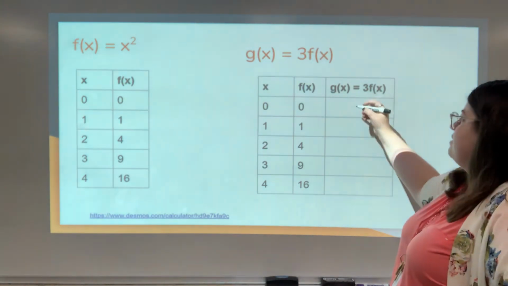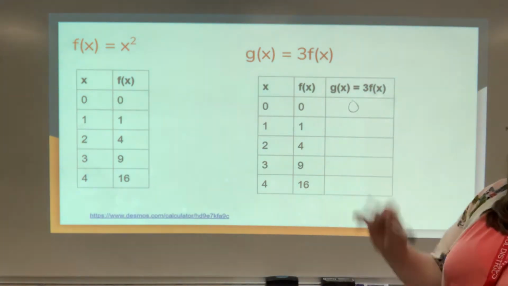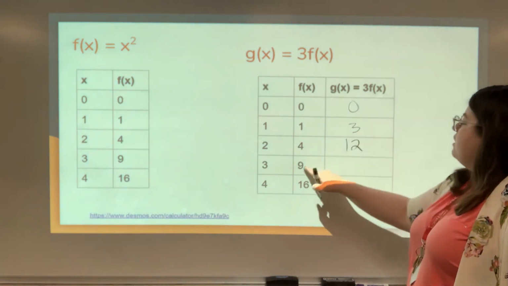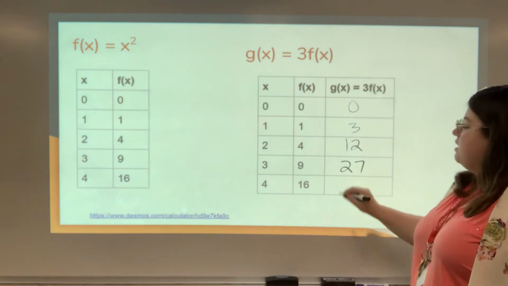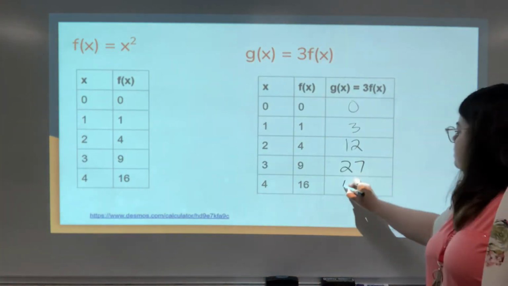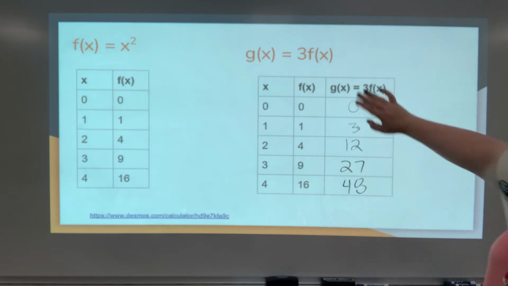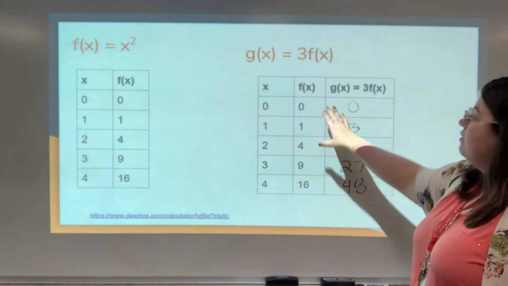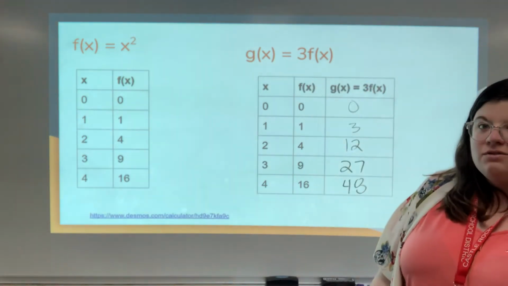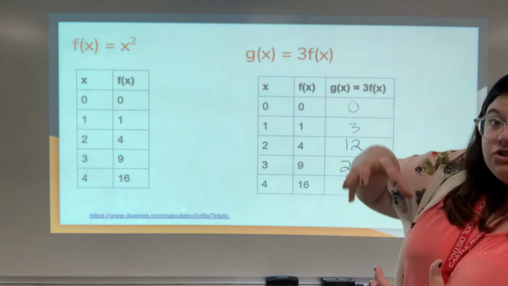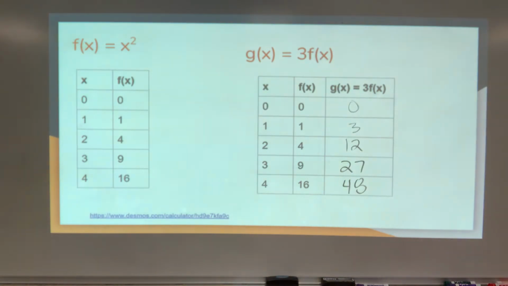So 0 times 3, still 0, super exciting. 1 times 3 is 3, 4 times 3 is 12, 9 times 3 is 27, 16 times 3 is 48. Did I do that math in my head correctly? Yes. All right. And again, if we think about this, it should be a vertical stretch. So all of our output values just got multiplied by 3. They got a lot bigger. Things should start stretching. Let's look at it visually, all right?